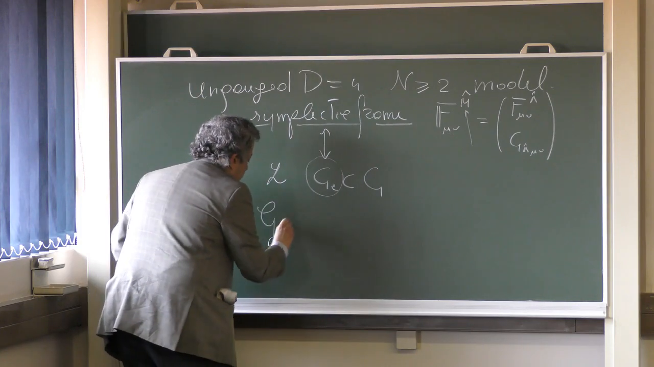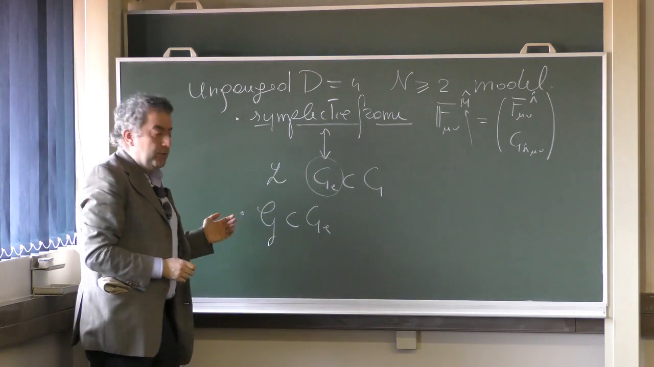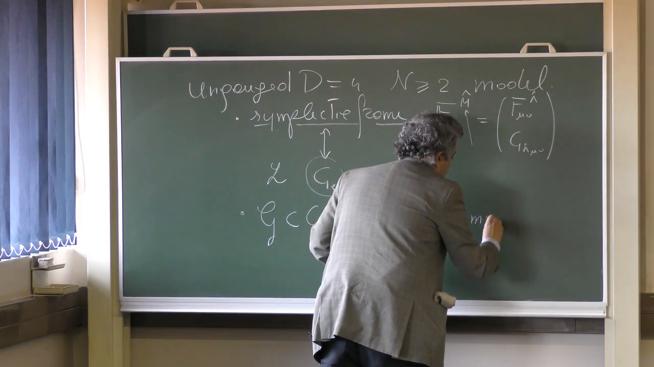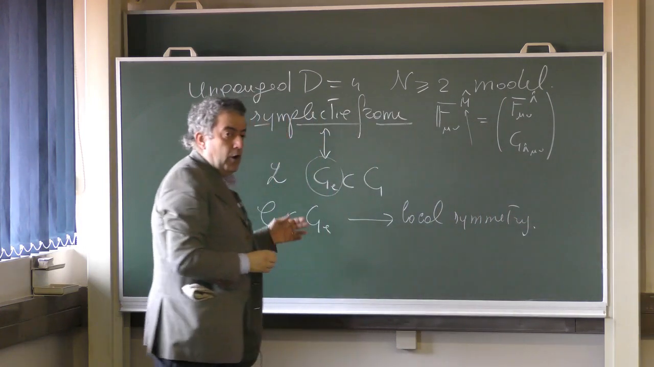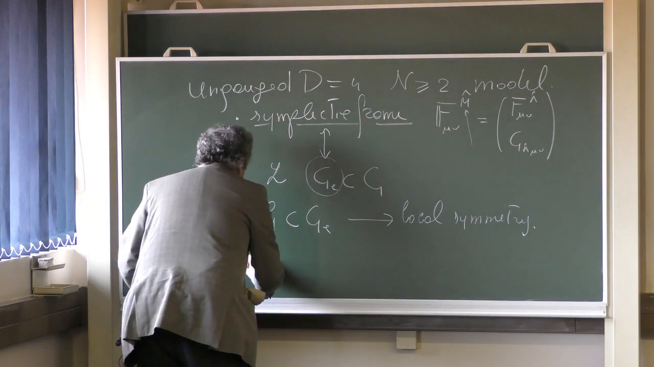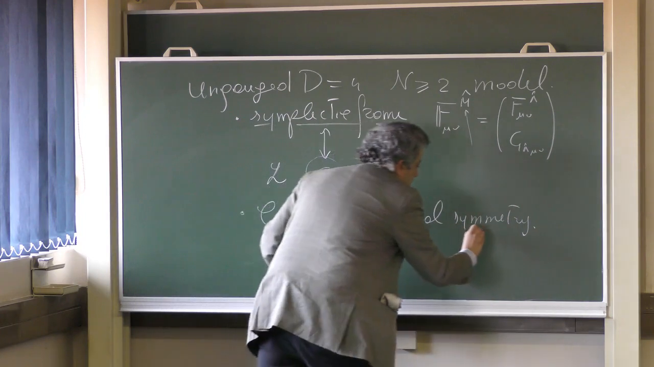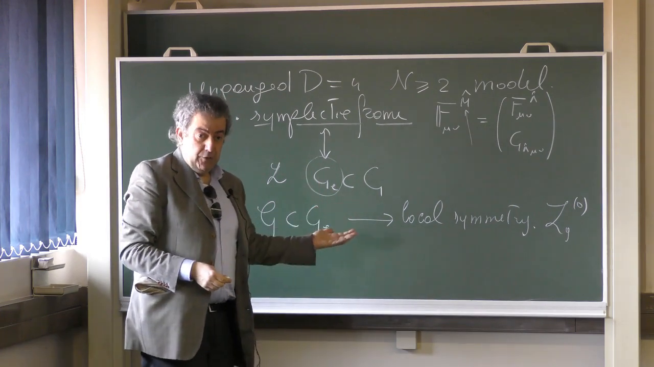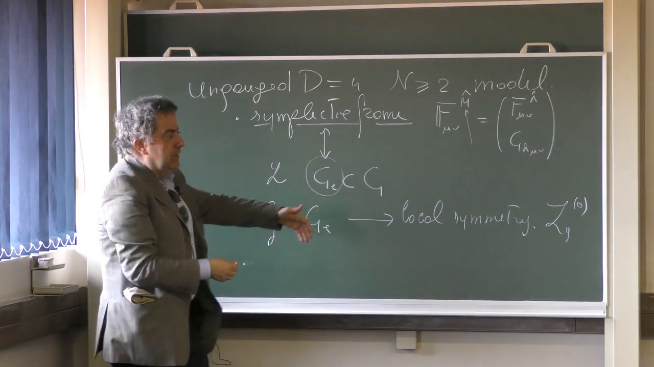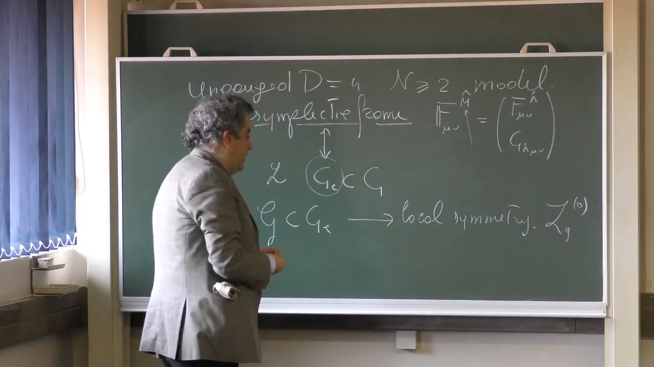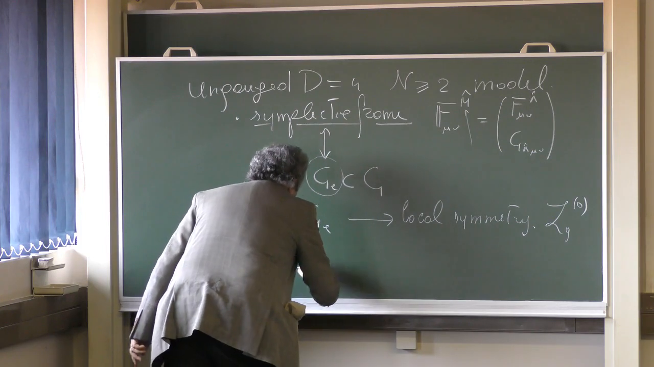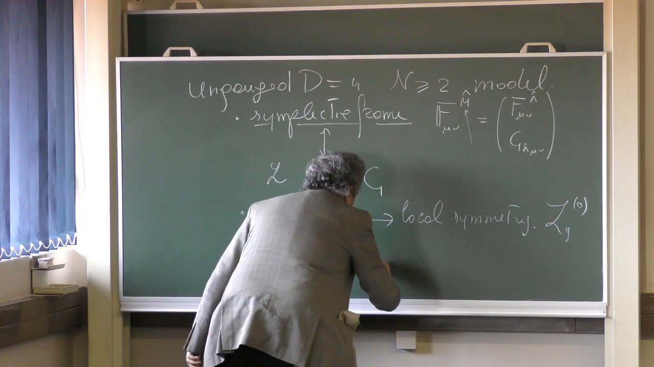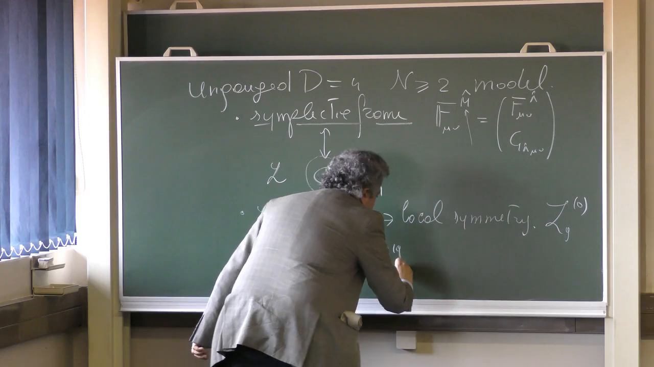Then we took a subgroup of G and promoted it to a local symmetry group of the action. And so we ended up with an action which we called L_{G, g}, locally invariant under G but unfortunately not supersymmetric. Then we discussed how to complement this new Lagrangian with extra terms, where g is the overall coupling constant, of order g and of order g squared.